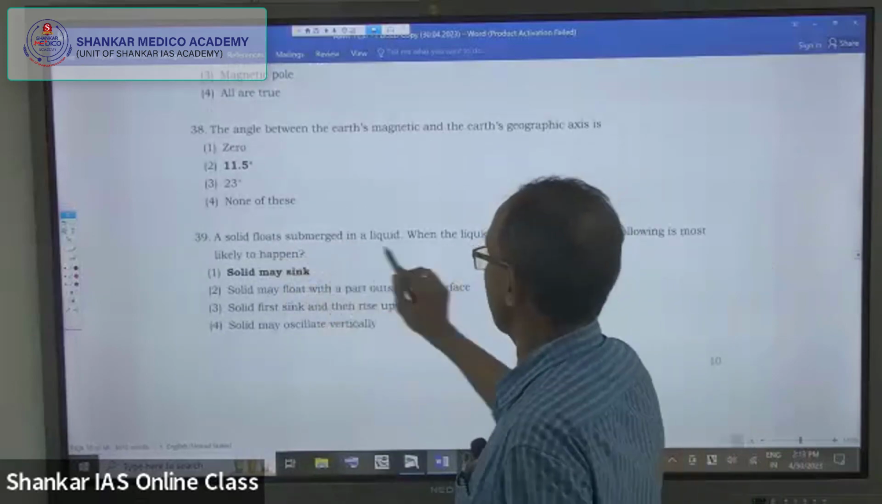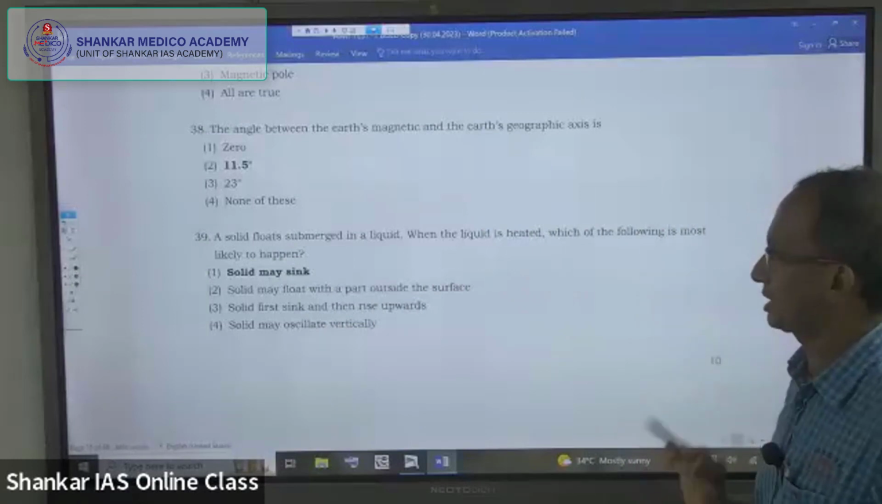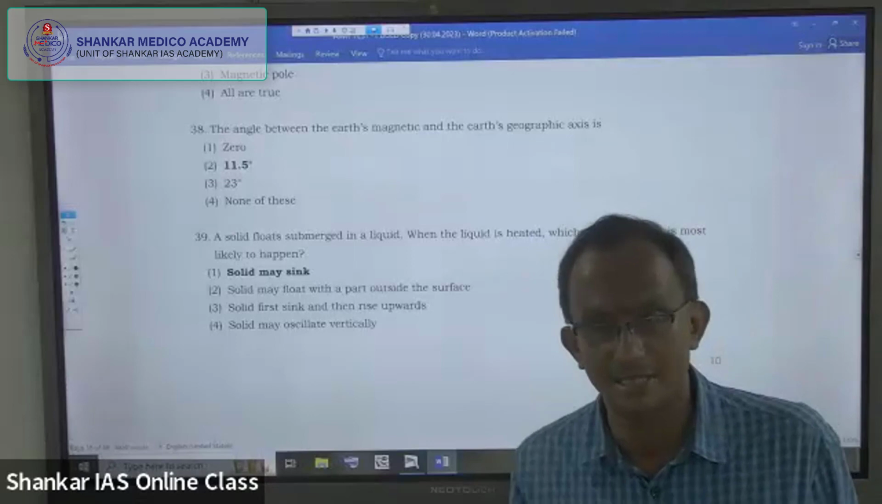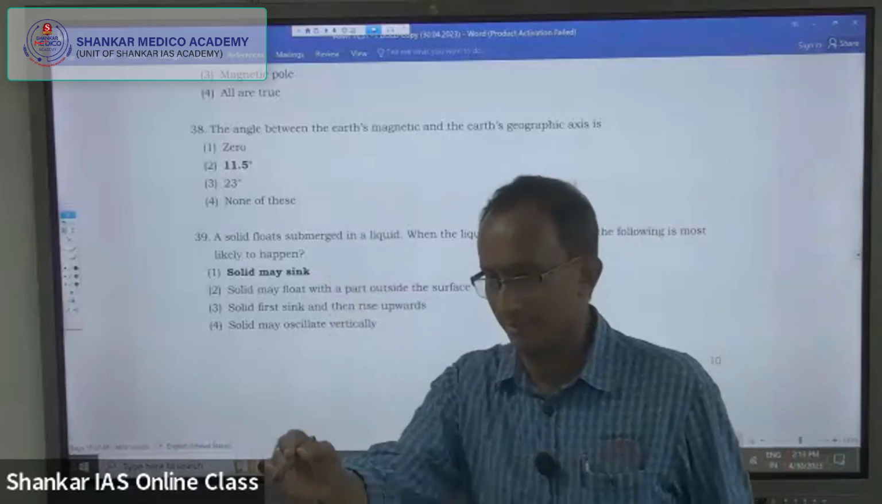Here, a solid float submerged in a liquid. When the liquid is heated, which of the following is likely to happen? Because when the liquid is heated, what happens? Density will decrease, so the solid may sink. Vaishnavi, correct only.